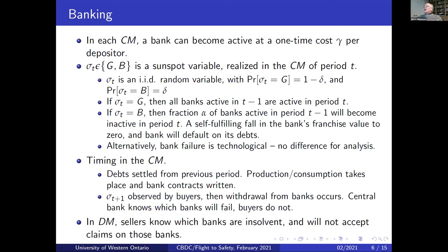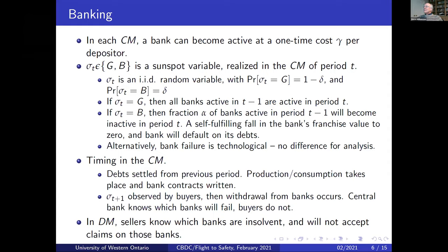The timing's going to be important, like when people know about this sunspot variable and what they know about it. Okay, so Todd Keister suggested the other interpretation of this is that this is purely technological. You acquired a technology, so that was the gamma. You bear this cost, you acquire a technology that makes your history observable. And then that technology is going to fail at some point, but in this particular fashion, where everybody's technology is going to fail at once, with some probability.